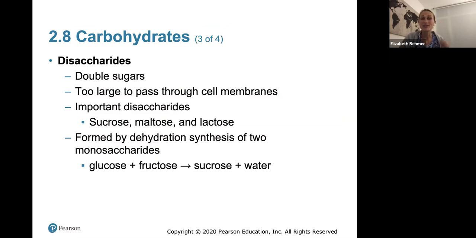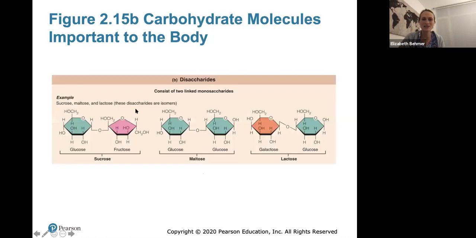A disaccharide is a double sugar. Disaccharides are too large to pass through cell membranes. Some important disaccharides are sucrose, maltose, and lactose, and they're formed by dehydration synthesis. So basically we put 2 monosaccharides together and we get a disaccharide, which is sucrose. So here's a look at some disaccharides. Really simply put, they look like monosaccharides, but they are connected together with this covalent bond right there. So a disaccharide is just 2 simple sugars or monosaccharides put together.